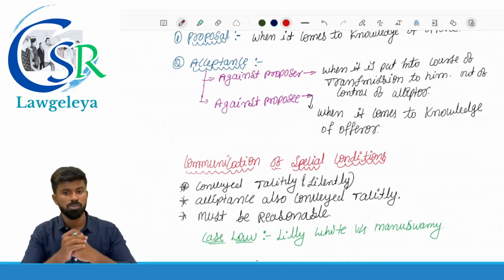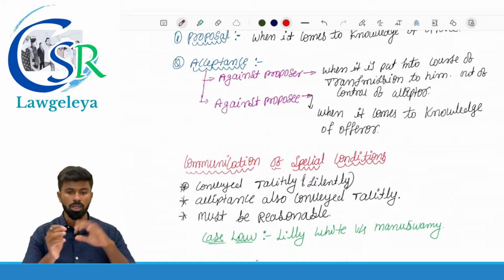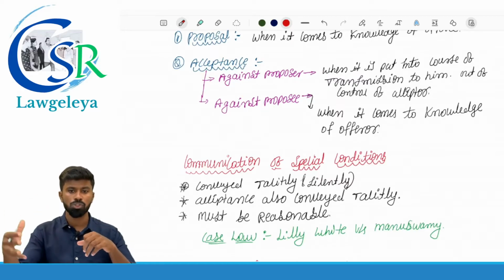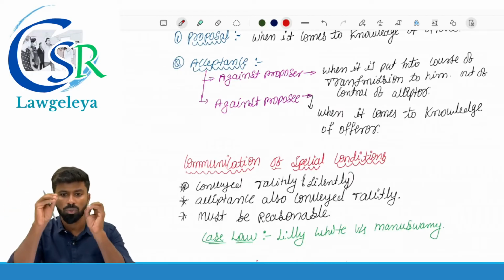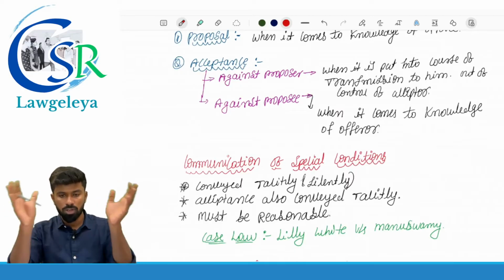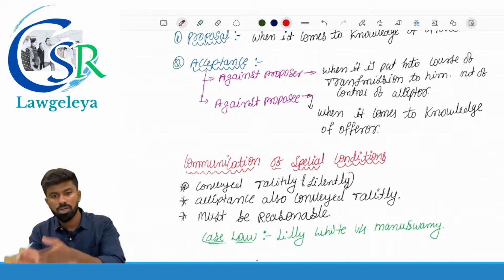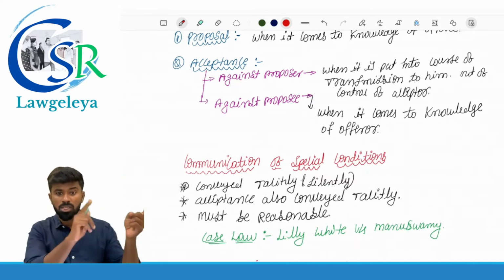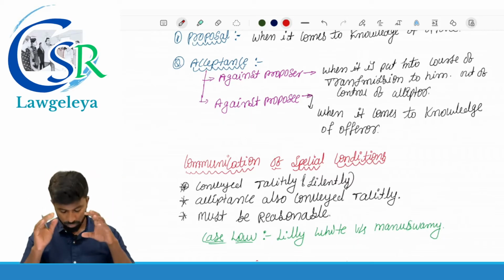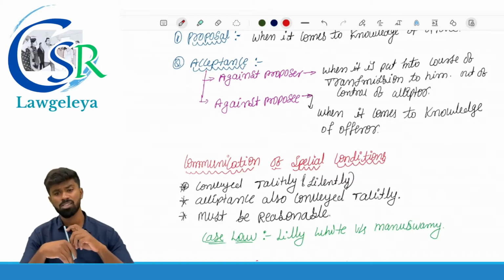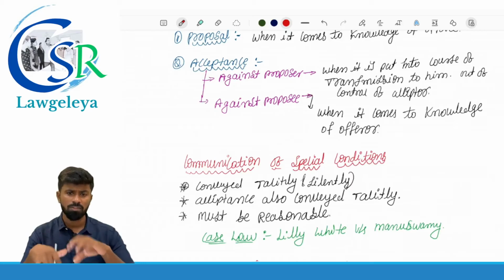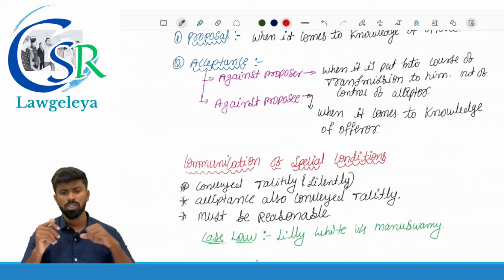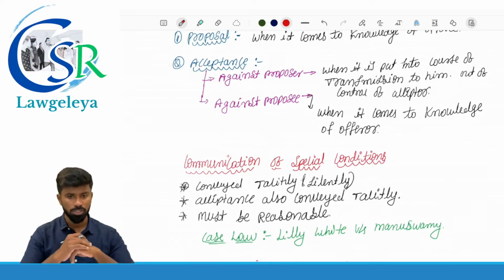Against the proposer. Who is the proposer? The one who makes the proposal. Against the proposer, acceptance is complete when it is put into the course of transmission, out of whose control? The acceptor's control. Once the acceptor puts the letter into the course of transmission, out of his control, acceptance is complete against the proposer, meaning he cannot change his offer. Against the acceptor, it is complete when it comes to whose knowledge? The offerer's knowledge. Only when the letter of acceptance reaches the offerer is the offeree bound by it.